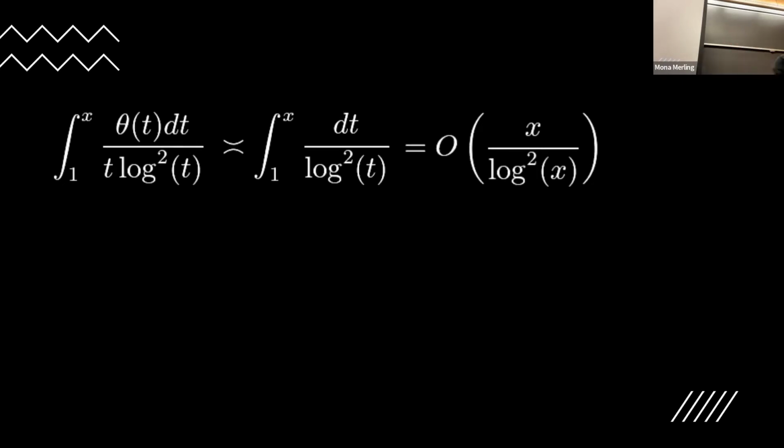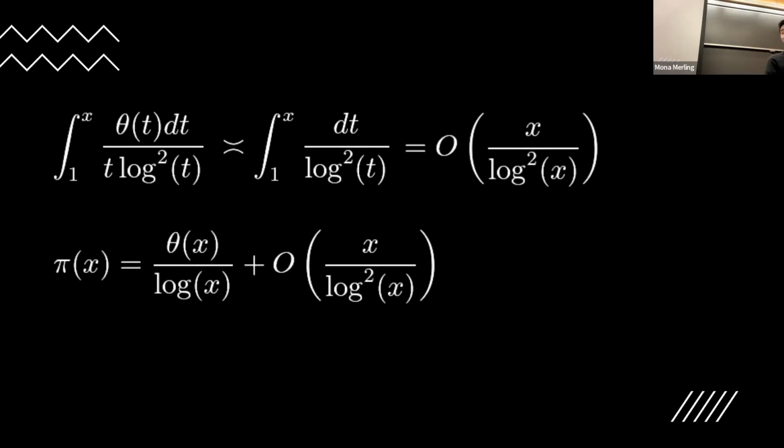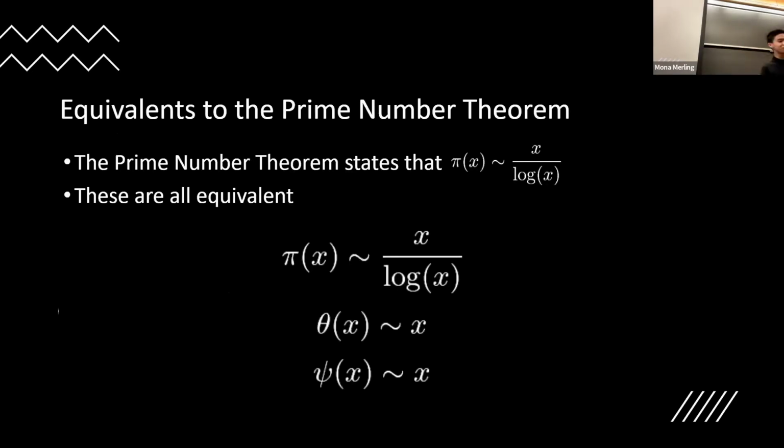This takes some calculation, so we're not going to go over it. But in fact, pi of x is equal to theta of x over log x plus big O of x over log squared x. This is really interesting because it shows us some interesting things about the prime number theorem.